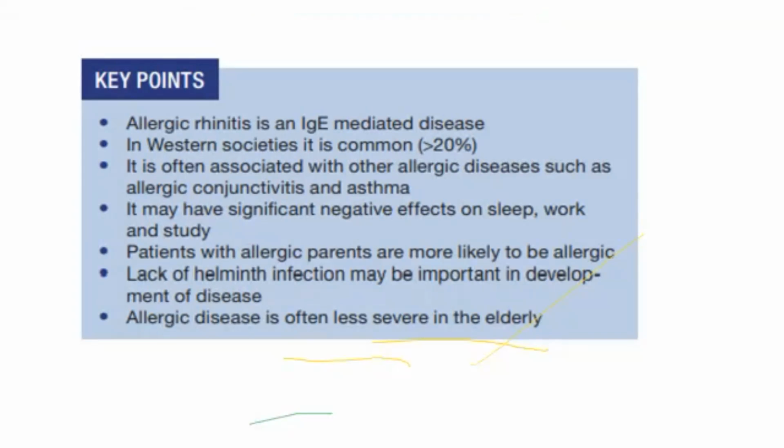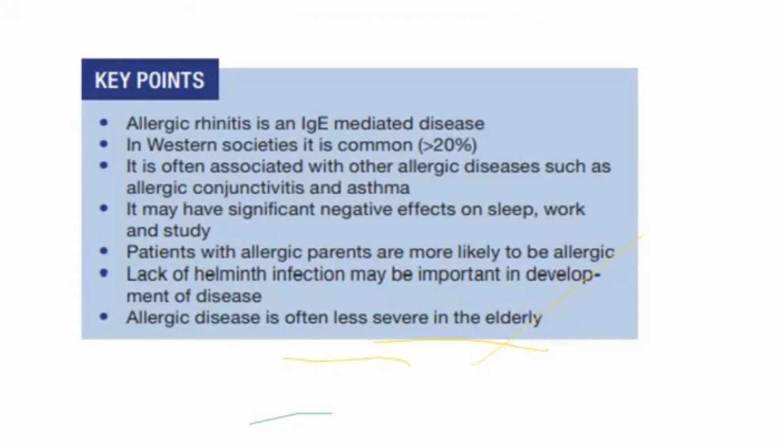At the end of the day, it lands into the asthma. The negative effects on sleep, work, and study we have already seen. And patients with allergic parents are likely to develop allergic rhinitis 3 to 6 times more. Genetic and environmental factors we have already seen. And helminth infections are very important, as we have known that helminth infections, if corrected, they may develop the allergies later on. The link of which is being studied.